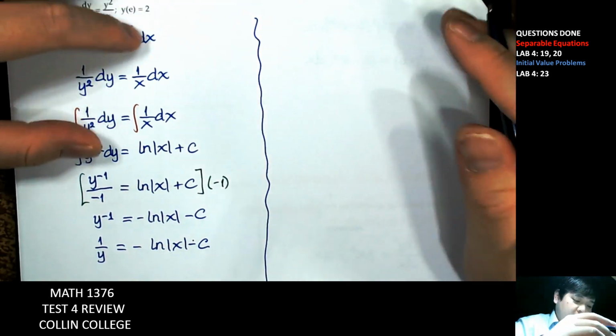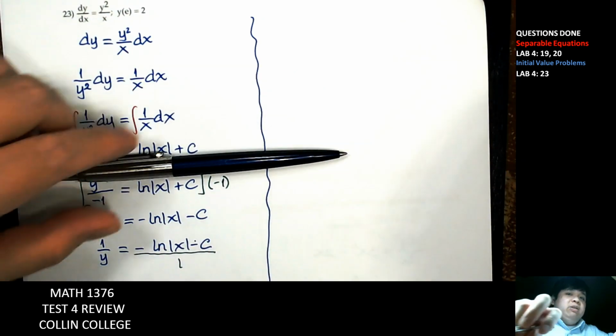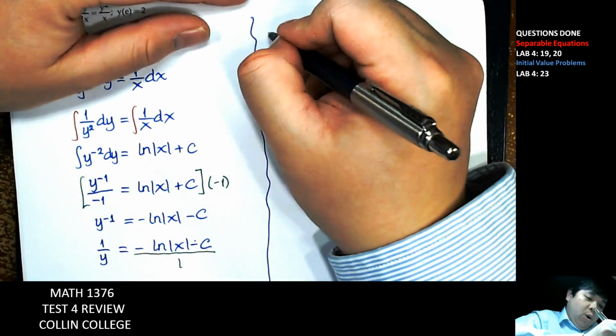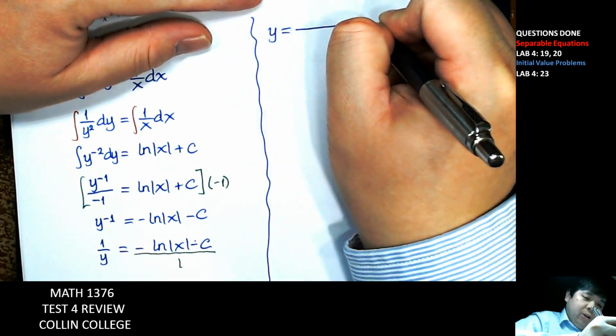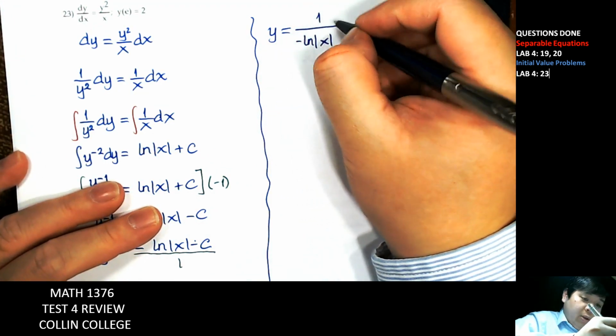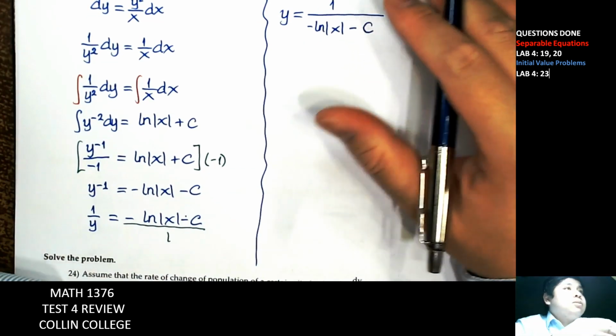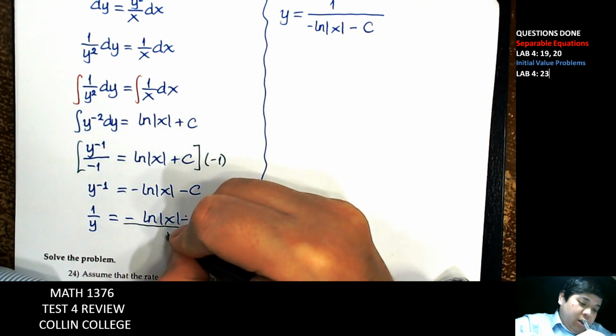What we do next is, if we write this over 1, we're going to flip both sides. So y is equal to 1 over negative ln of x minus c. This is 1.